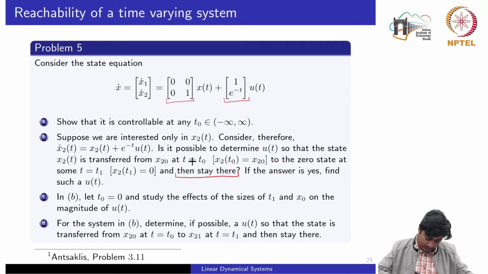Part D: for the system in B, that is considering only the second state equation, determine if possible a u(t) so that the state is transferred from x20 to x21 and then stays there. So now this is a more generic formula we are looking for, because in part B we need to ensure that x2 at t1 reaches the origin, but in part D x2 of t1 could be anything, right? It could be 0 also. So whatever results we obtain in part D would also be applicable to part B directly.